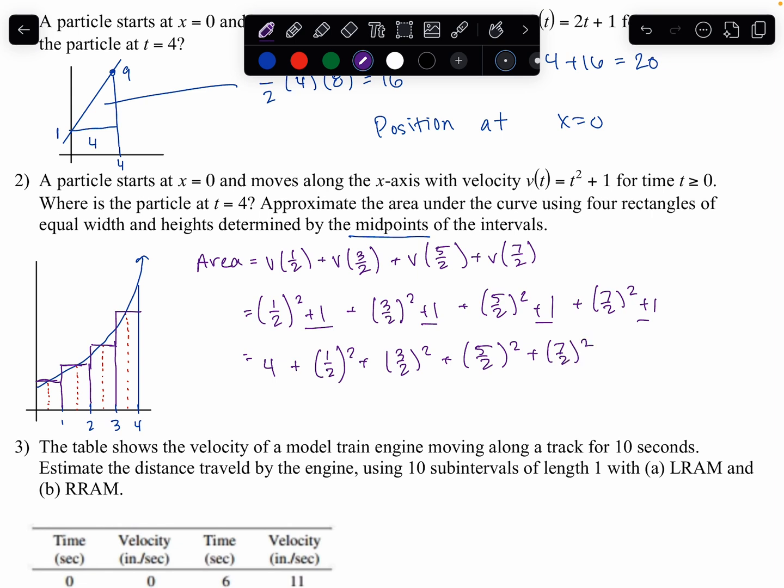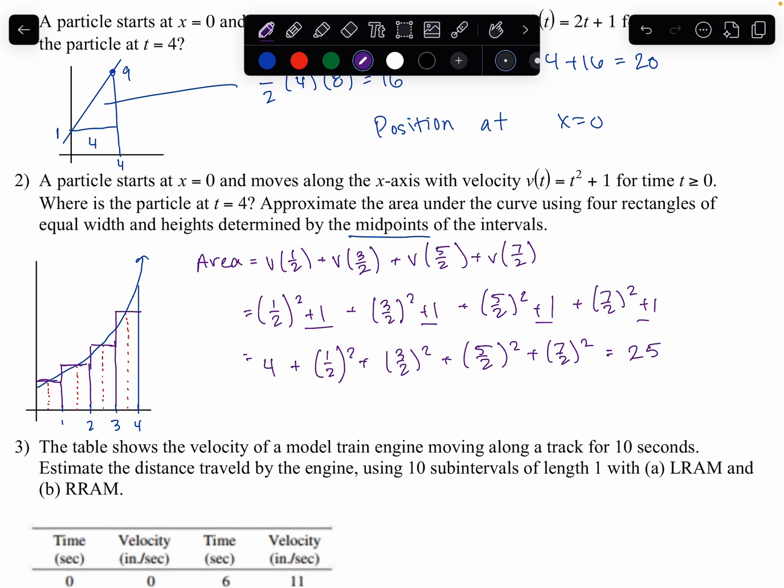So 0.5 squared plus 1.5 squared plus 2.5 squared plus 3.5 squared plus 4, and I got 25. That's nice. So that comes out to be 25.